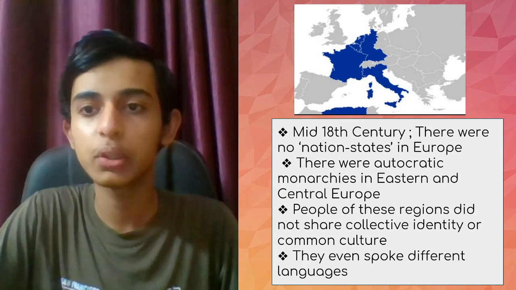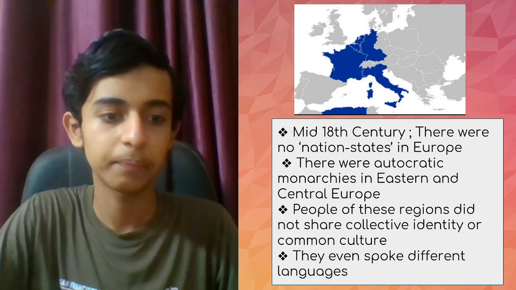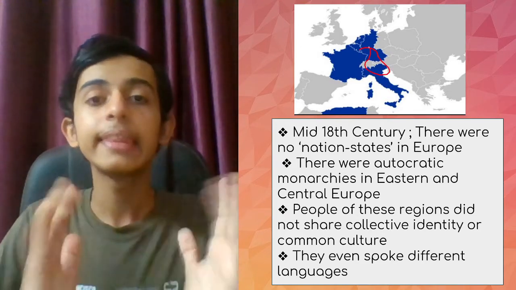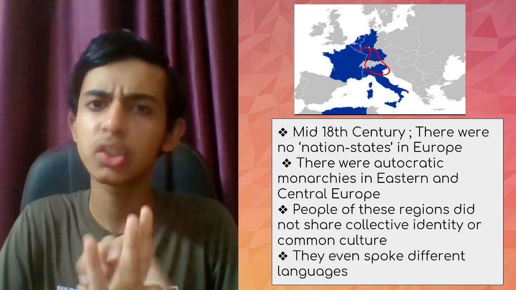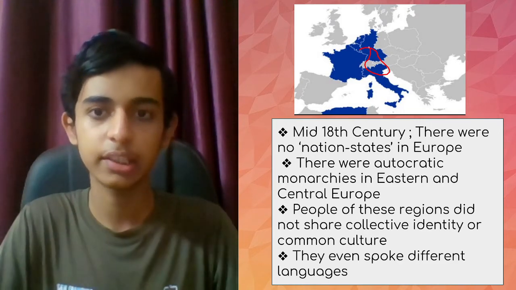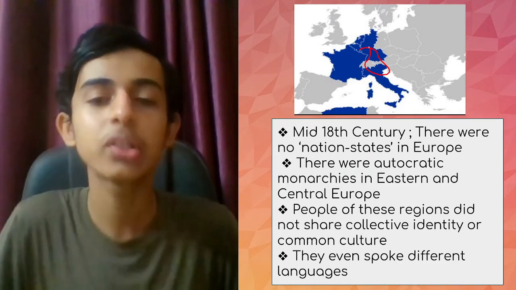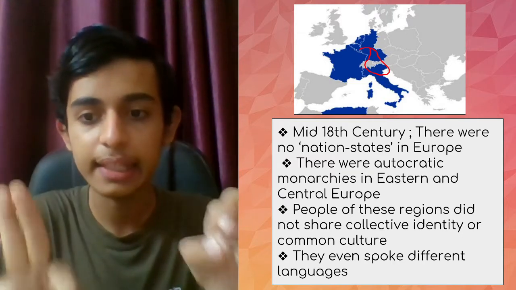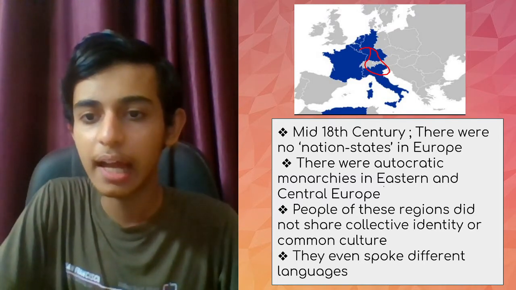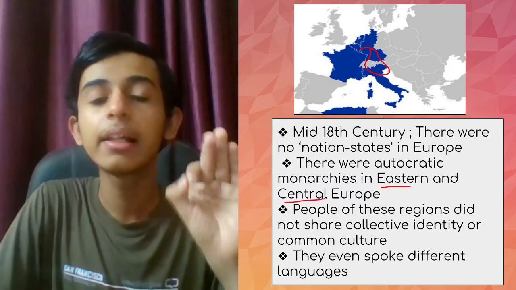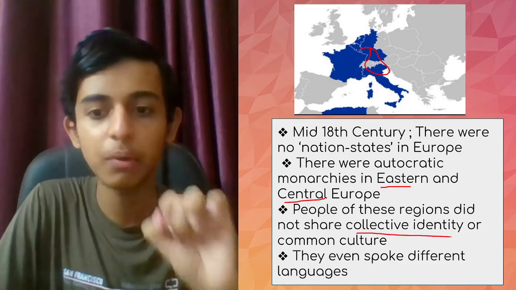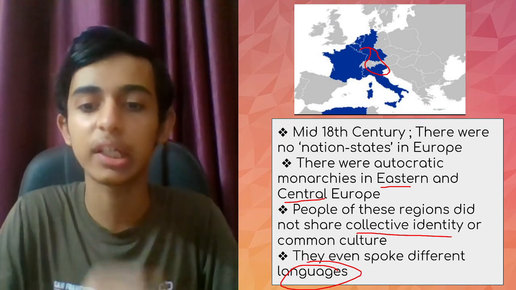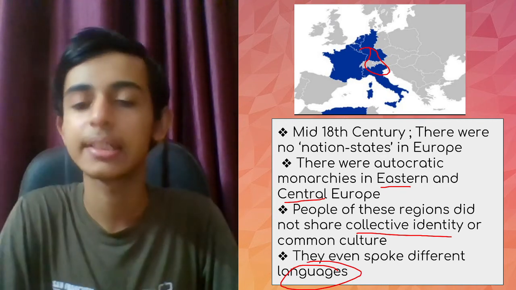Here you are able to see the map, I guess. See this region that we are discussing. Now, what was happening was that people of this region did not share any kind of collective identity or common culture. We read that in nation states there are some parameters on which countries are judged. So in Eastern and Central Europe, people did not share a collective identity, point number one, and they spoke different languages. They had different cultures, which did not promote unity.